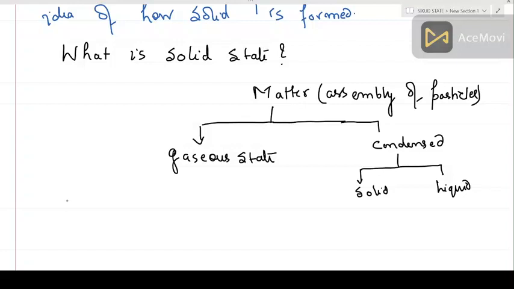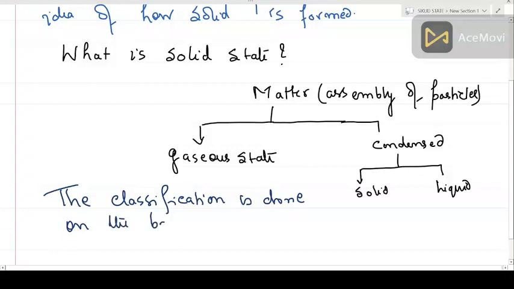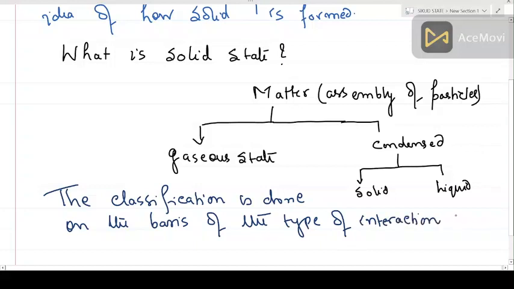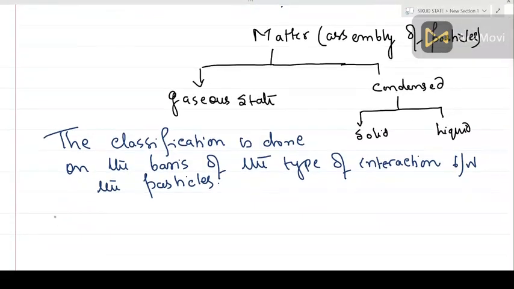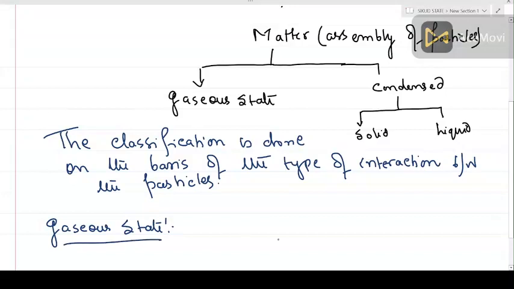So what is the speciality of this classification? On what basis has the classification been made? The classification of matter into these two broad areas has been made on the basis of the assembly of particles and the type of interaction between the particles.